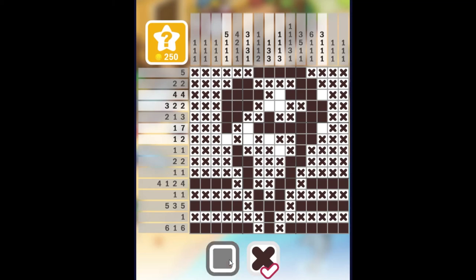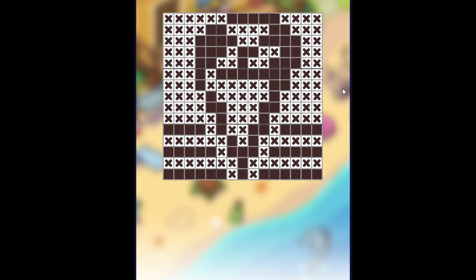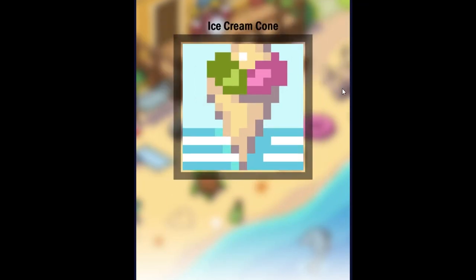This 3, 2, 2, we know where the other 2 is now. It's right there, which completes this column and this column. This 5 has to be complete, so there's the 1 there. And here's the 1 for this column, which boxes in the 7, meaning the 3 grows 1 up. There we go. It's an ice cream cone.